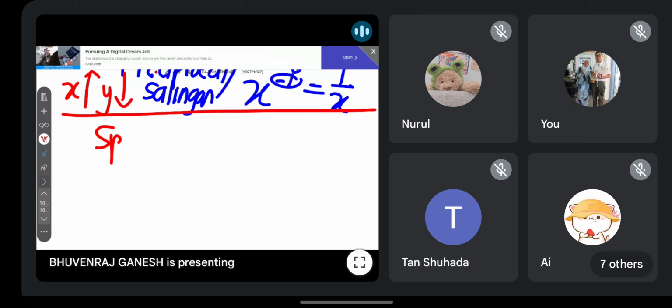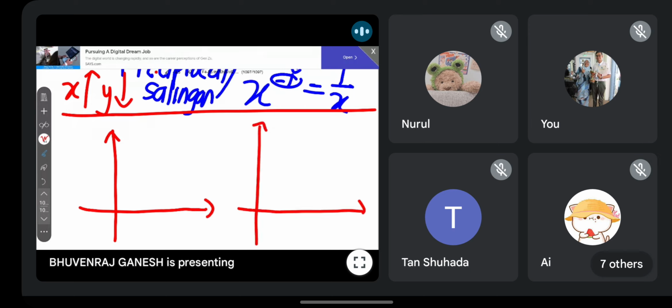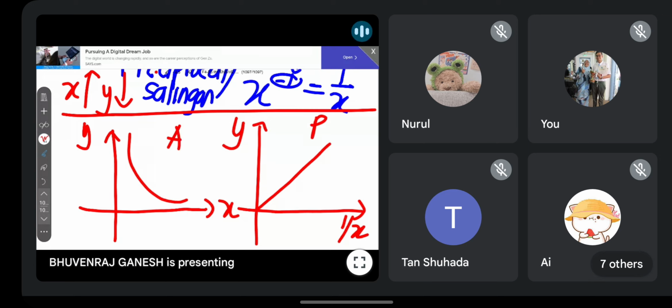Okay, before that, I want to ask you all one thing. Guys, untuk gambarkan fungsi songsang ni ya, in the graph form, I want to ask you which graph is correct. You all see carefully. Okay, bad question, guys. A, B. Which graph shows inverse variation? Mana graph menggambarkan ubahan songsang? A atau B? A or B? Which one shows inverse variation? Graph mana tunjukkan ubahan songsang?